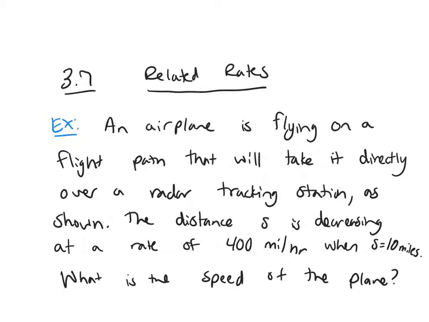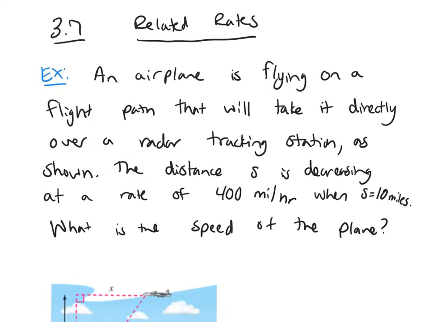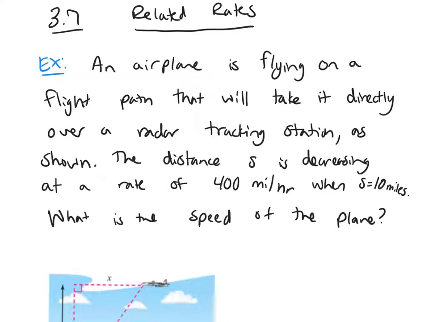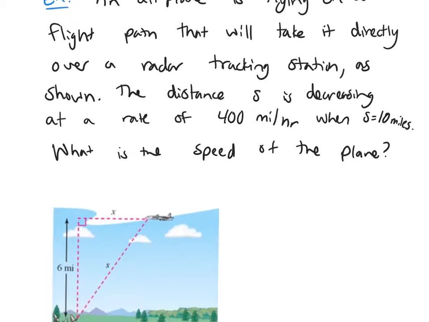So we're going to continue section 3.7 that we started last week about related rates, and we're going to look at the following problem. We're told that an airplane is flying on a flight path that will take it directly over a radar tracking station as shown. There'll be a picture in a little bit. I'm told that the distance S is decreasing at a rate of 400 miles per hour when S equals 10 miles. What is the speed of the plane?